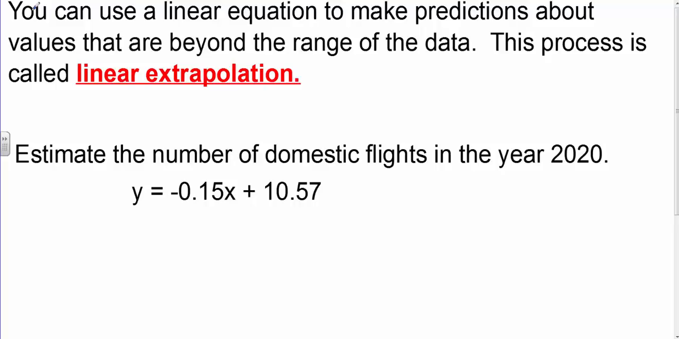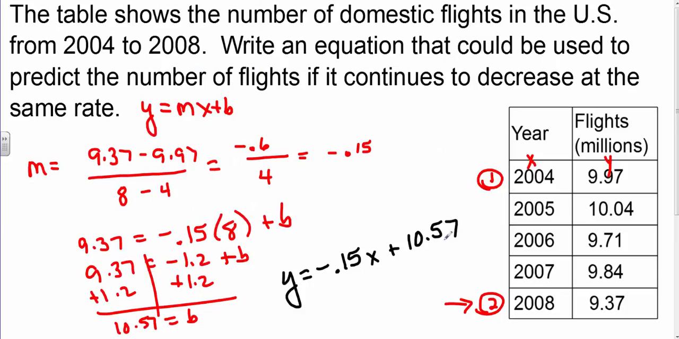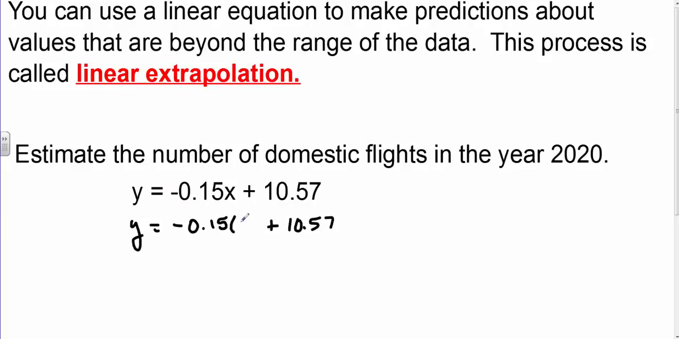And what we're going to do is estimate the number of domestic flights in the year 2020. So we've only got information to 2008 on this chart, but we want to know what's the effect going to be in the year 2020. So we use the same equation and we go y is equal to negative 0.15 x plus 10.57. Now let's go back to the previous slide. When we did it for 2008, we put an 8 there. So when we do it for 2020, we're going to put 20 here.